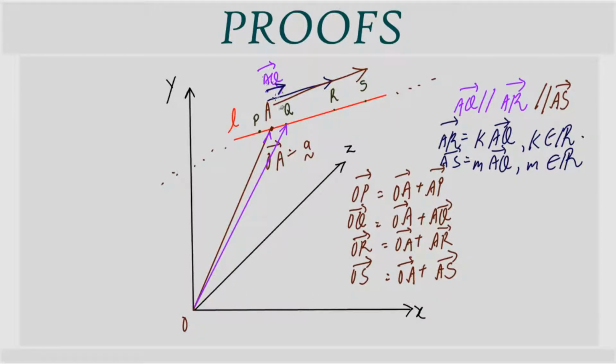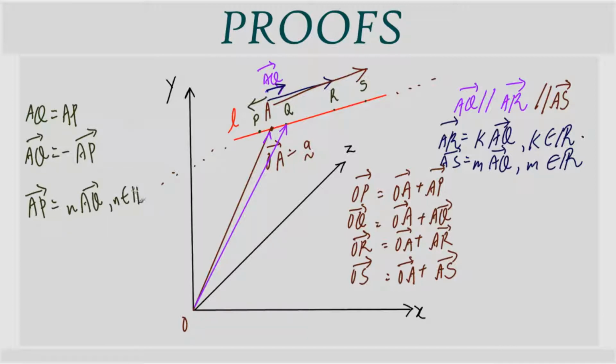Now AP is in the opposite direction to AQ. But let's say that AQ has the same magnitude as AP. These two line segments have the same magnitude. Then you could also say that the vector AQ is equal to negative of AP. This is just an example, but you can say that AP is also a scalar multiple of AQ. So in this case, let's call it N times AQ, where N is a real number, because elements of real numbers can also include the negative real numbers.